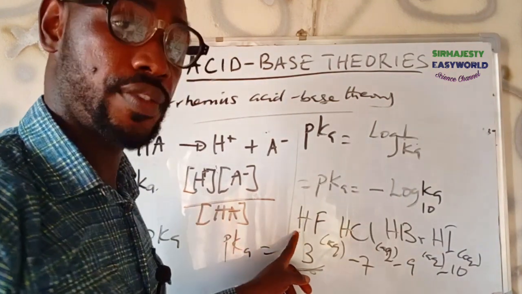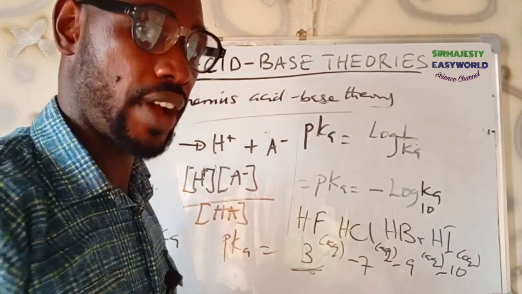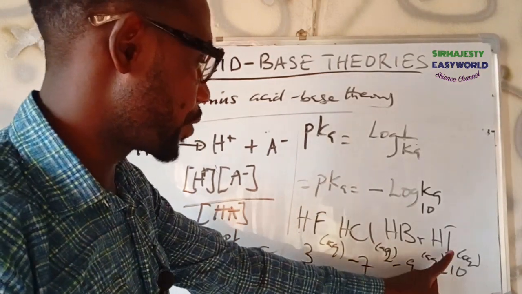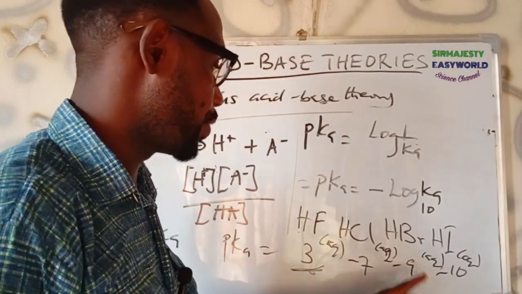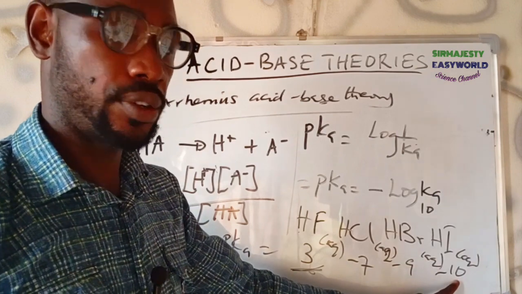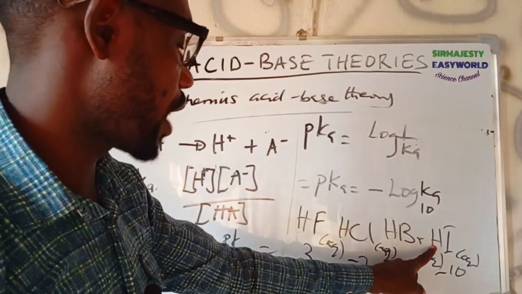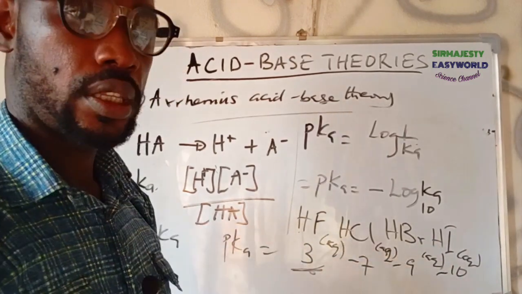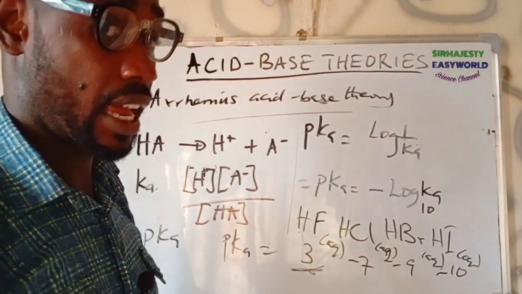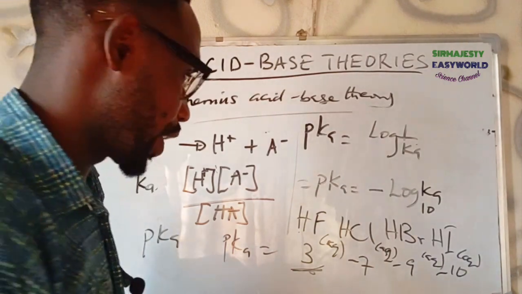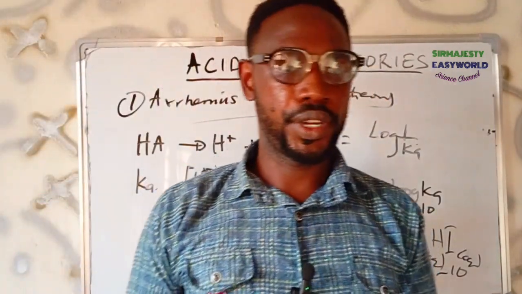So HF is a weak acid, although it has a very strong corrosive effect. It's one of the most corrosive acids, but it's still a weak acid. From these values, it shows that hydroiodic acid is the strongest among these 4 acids, followed by HBr, because -10 is the least value. So if you press the log, the negative log of the Ka of hydroiodic acid, it will give you -10, while this one will give you 3. So the higher the pKa value, the less acidic and indirectly the more basic, of course, or the weaker the acid is. So that is it for the Arrhenius acid base theory.